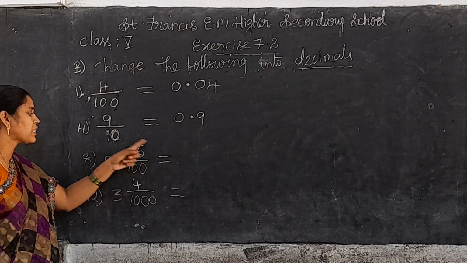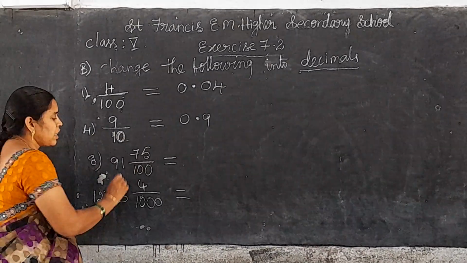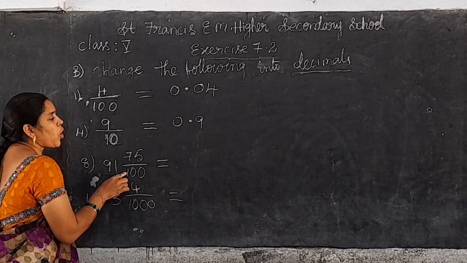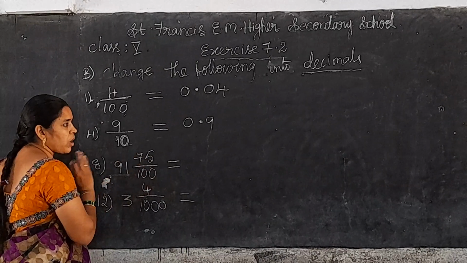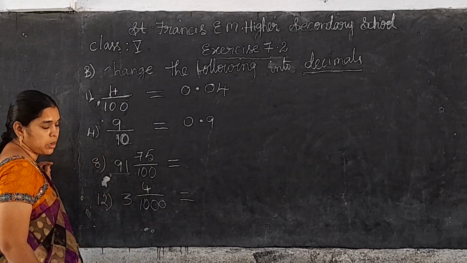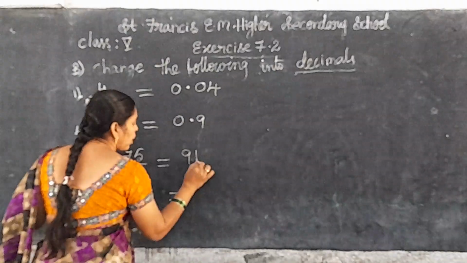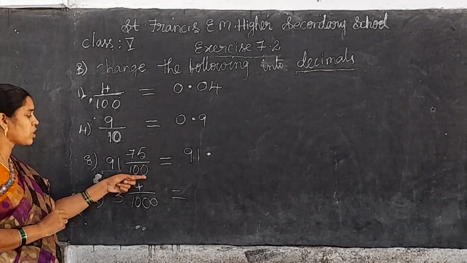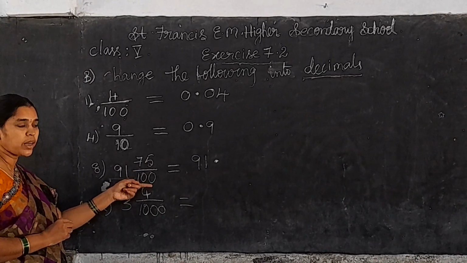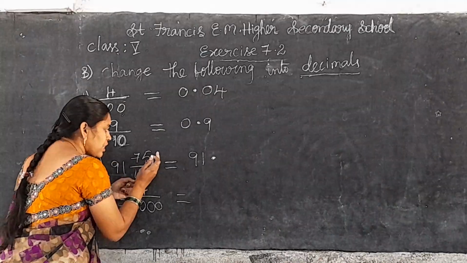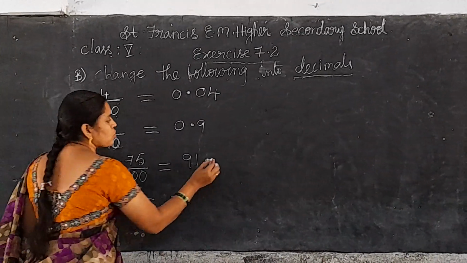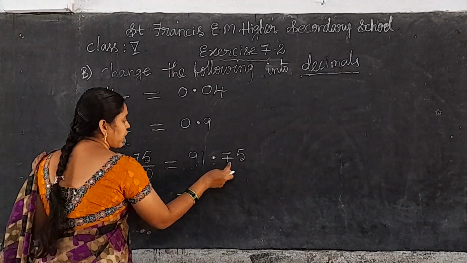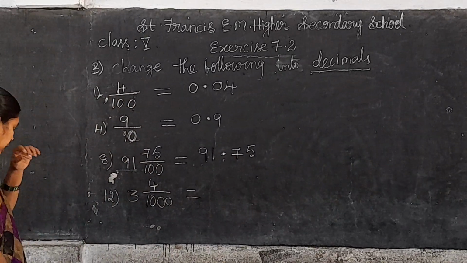91 75/100. This is a mixed fraction. In this mixed fraction, this 91 we will call the whole number. After the whole number the point will come. I told you the number before the point is the whole number, after the point is the decimal number. So 91 whole number, then the point. Clear? 75. Here how many zeros? 2 zeros. So point after how many numbers? 2 numbers. You should always write right to left after the point. So 5, 7. So what is the answer? 91.75. Clear?